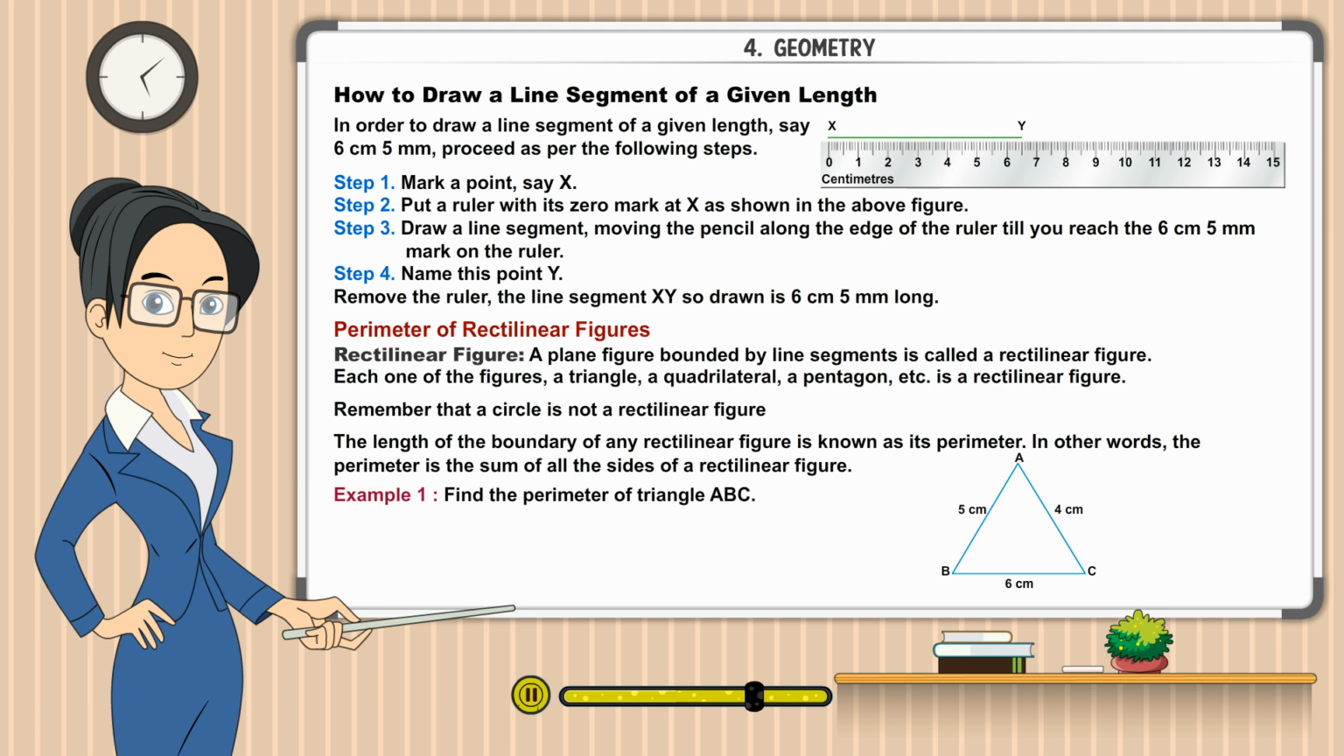Example 1. Find the perimeter of triangle ABC. Solution. Perimeter of triangle ABC is equal to AB plus BC plus CA is equal to 5 cm plus 6 cm plus 4 cm is equal to 15 cm.